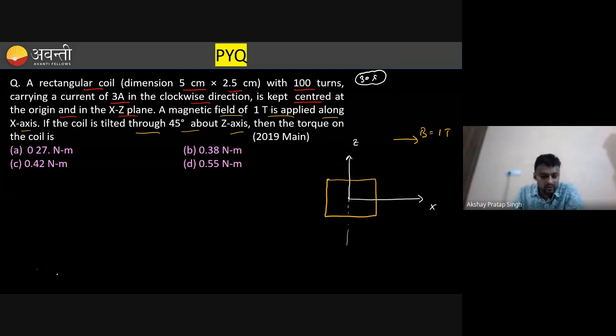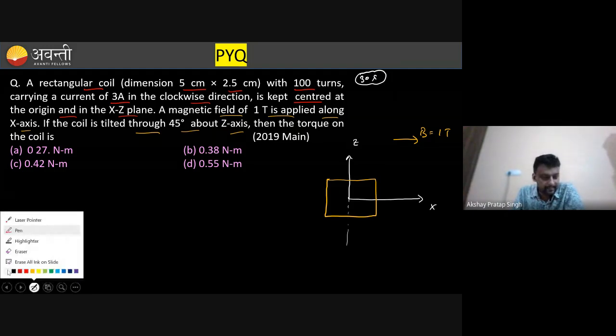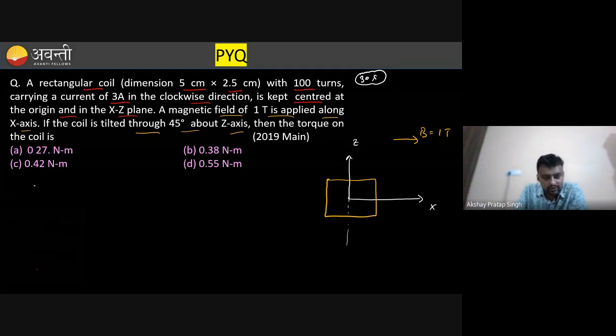now focus on one thing. What is the direction of M? Everybody knows that tau is MB sin theta. Now, if you look closely at this particular diagram, it has a current of 3 ampere in the clockwise direction. It has some 3 ampere current in the clockwise direction.